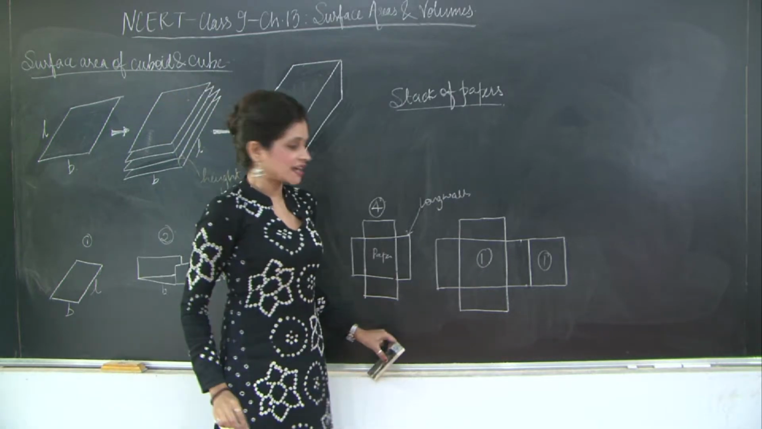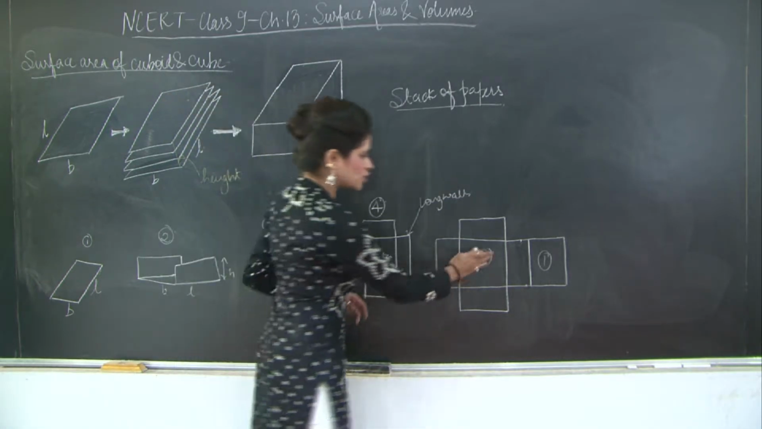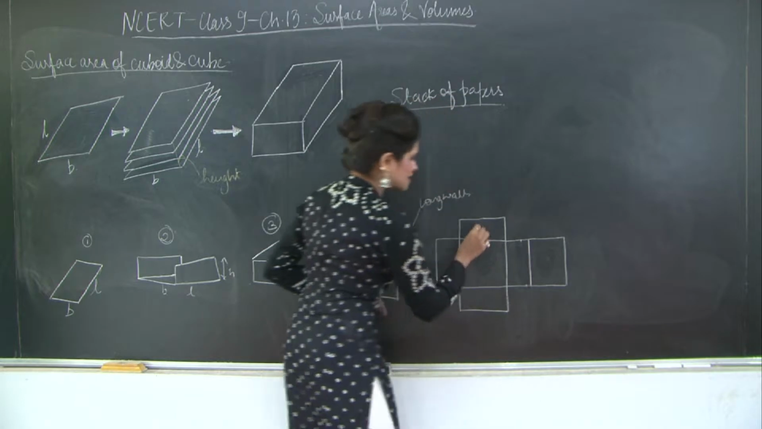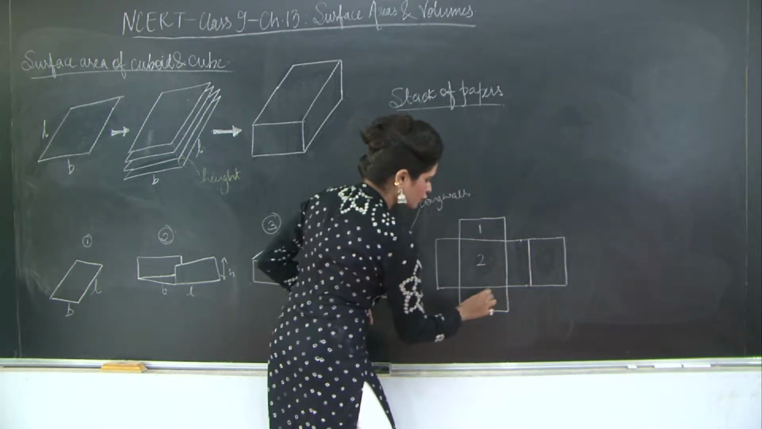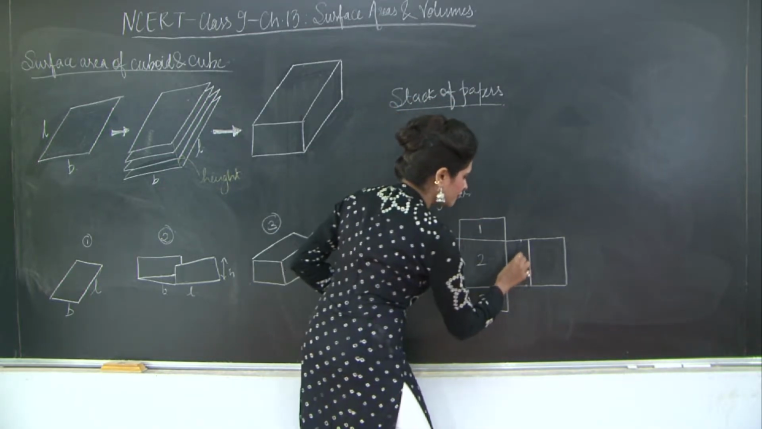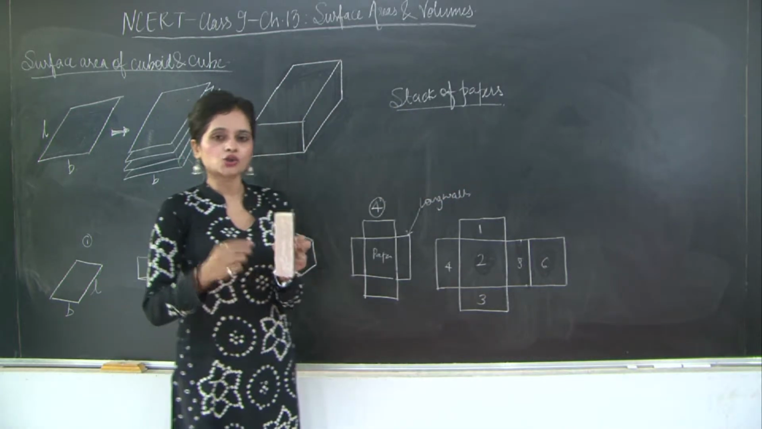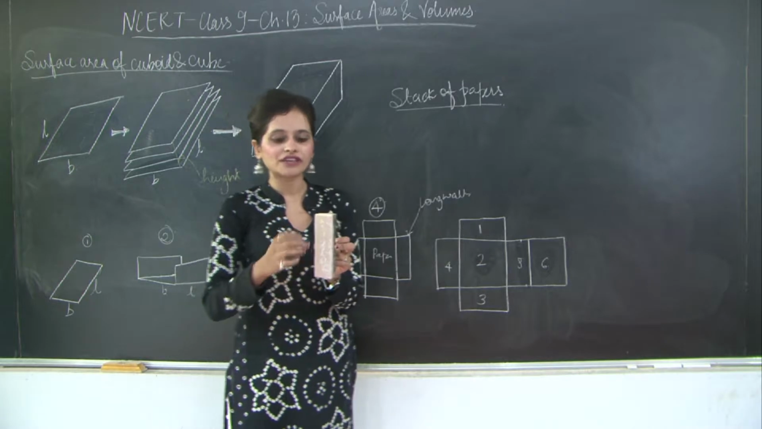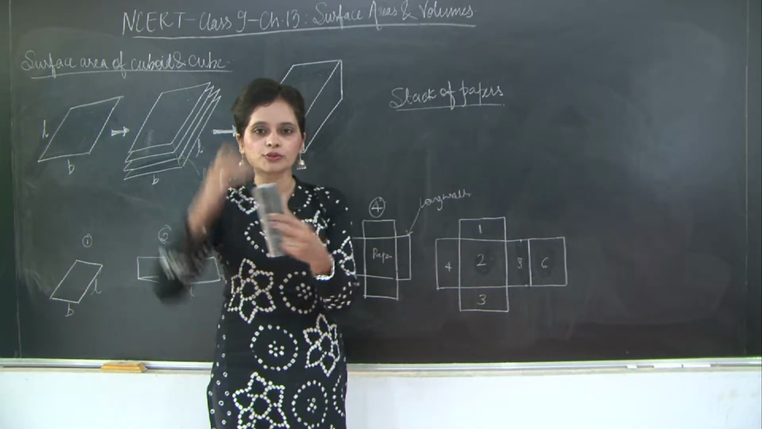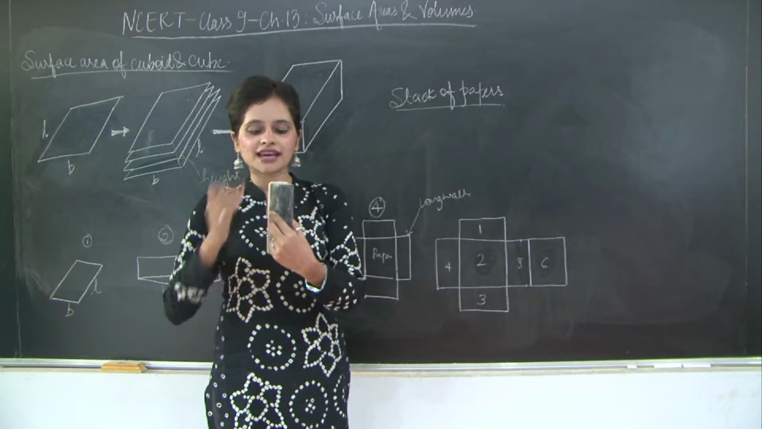So the total surface area is going to be the sum of 6 sides. So which are the 6 sides? The 6 sides are 1, 2, 3, 4, 5 and 6. So just like I showed you here, it has 6 faces. 2 of each face are going to be congruent. So this face is going to be congruent to this, and this to this.